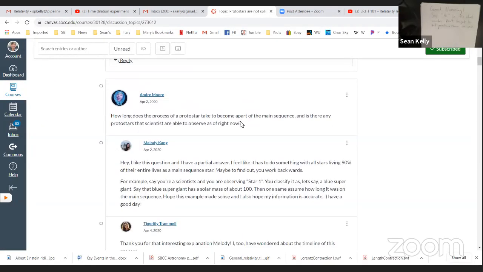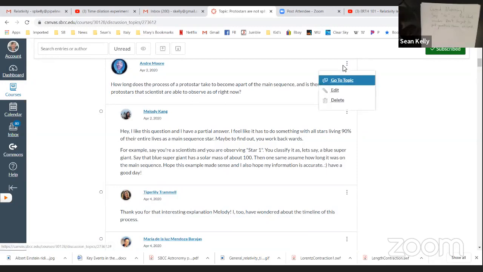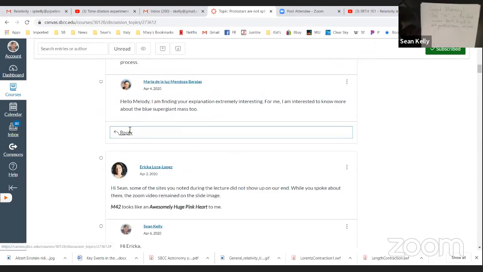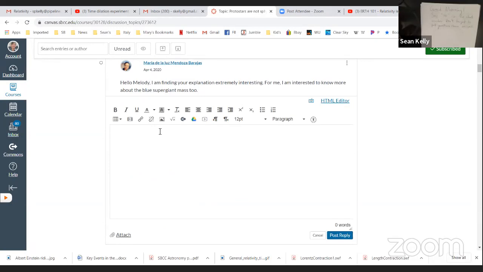How long does the process of a protostar becoming a main sequence star take? Okay, great question. We have some good questions here. It turns out it takes different amounts of time depending on the mass. Melody put a response, and that's actually pretty good. So let me go ahead and reply. The greater the mass, the shorter the time needed to become a main sequence star.